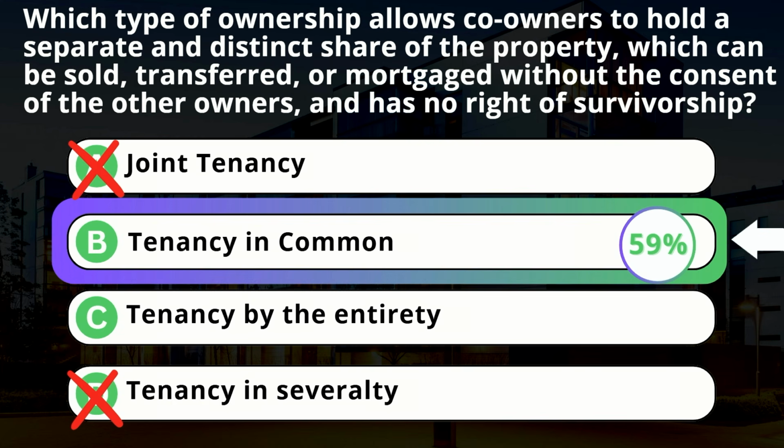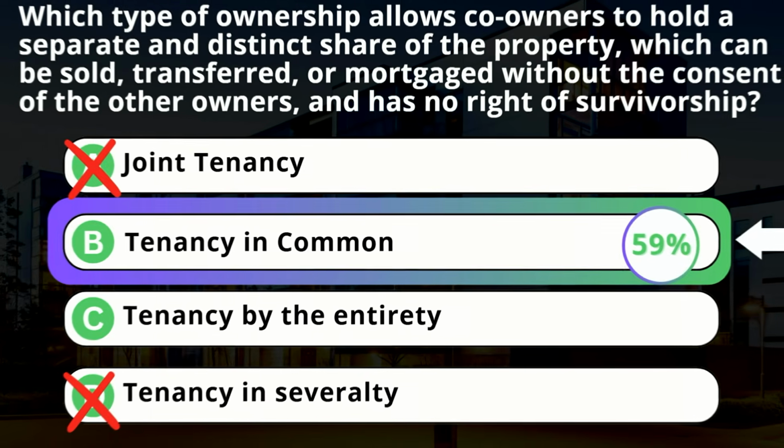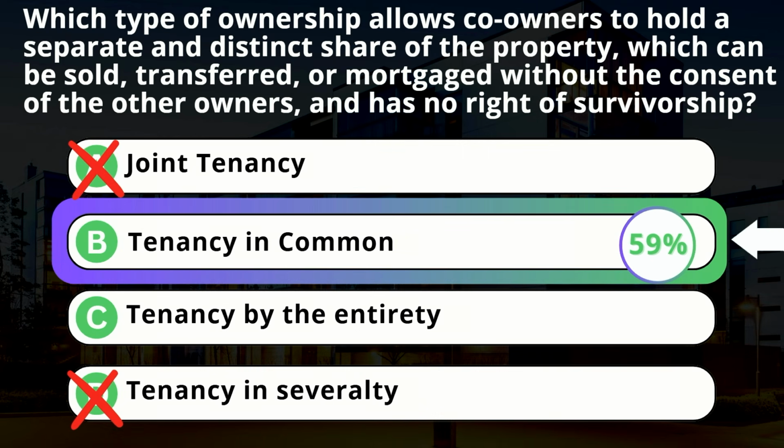And this is really cool. 59% of our community picked letter B, the correct answer in this particular question. Excellent. Good job. Many students need to understand the differences between these forms of co-ownership. So, co-ownership: joint tenancy, tenancy in common, tenancy by the entirety, and then tenancy in severalty was just for individuals. The word severalty seems like it's several of something, but it really means single or sole ownership. So, the two most popular incorrect answers for this particular question was joint tenancy.